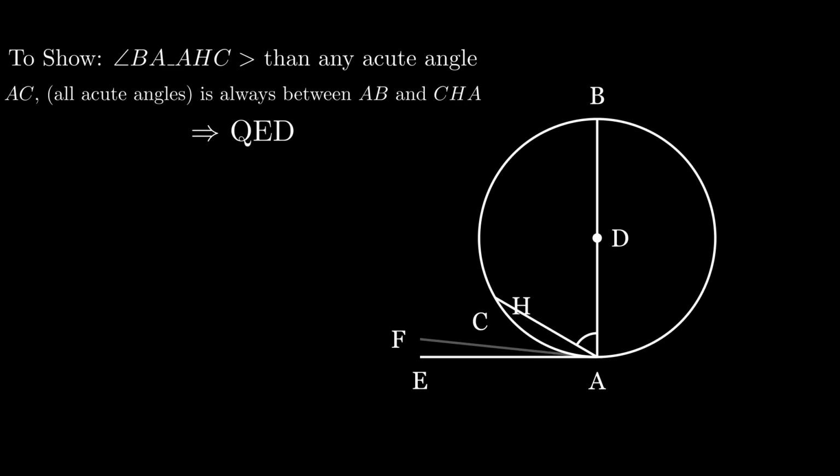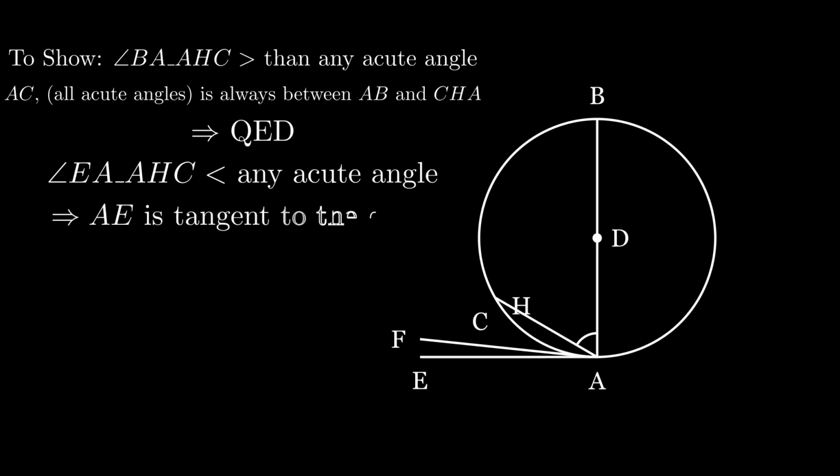Returning to the angle between AE and circumference AHC, we have demonstrated that there is no line AF in between these two things. So, clearly, there is no acute angle that will fit in between these two things either. So, this particular angle must be less than any acute angle. A porism that Euclid draws from this is that this line AE, perpendicular to AB, touches or is tangent to the circle.